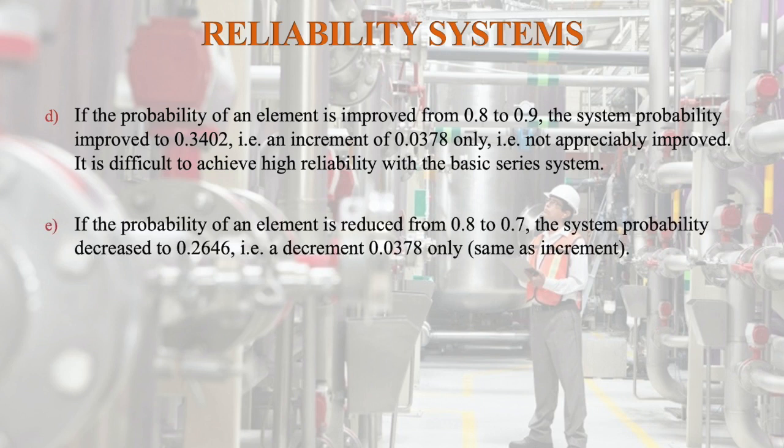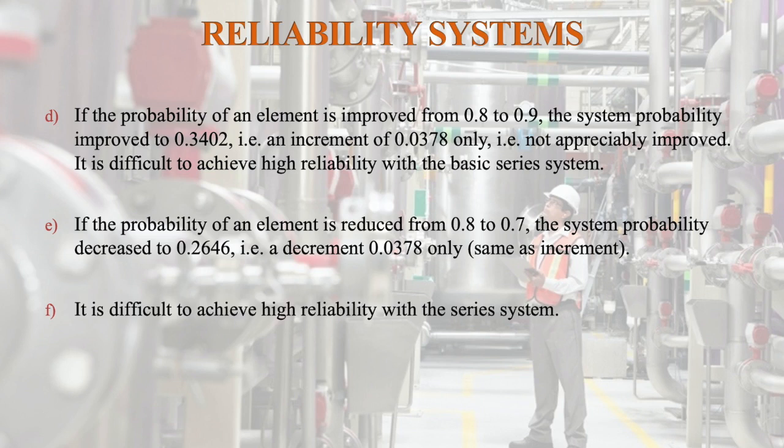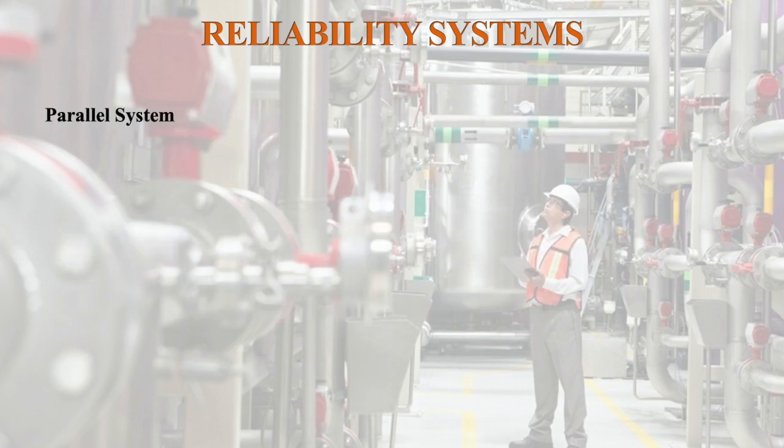If the probability of an element is reduced from 0.8 to 0.7, the system probability decreases to 0.2646, that is a decrement of 0.0378 only, same as the increment. So it is difficult to achieve high reliability with the series system. So now we have learned about the series system. Then the next one is the parallel system.